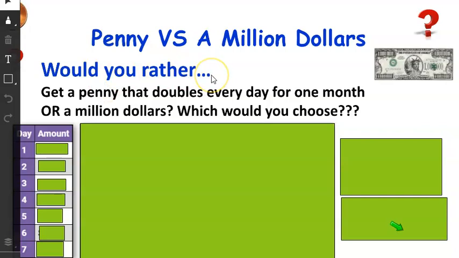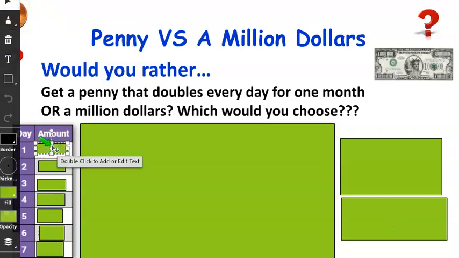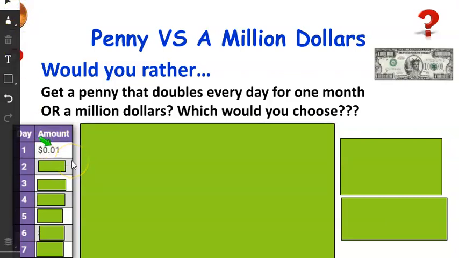Which would you choose? So exponential functions change at a constant rate, and that is what makes your graphs go steady, then it shoots up, or it's going down super fast and then it levels out because it's increasing or decreasing at a steady rate. So would you rather get a penny that doubles every day for 1 month or $1 million? Which would you choose? So day 1, here's your penny.